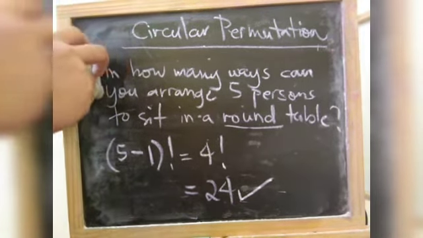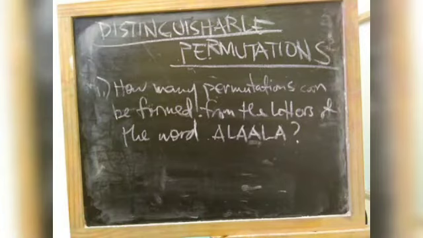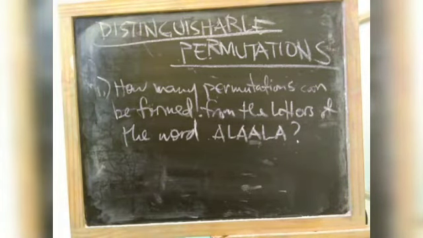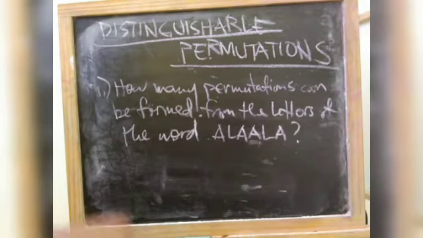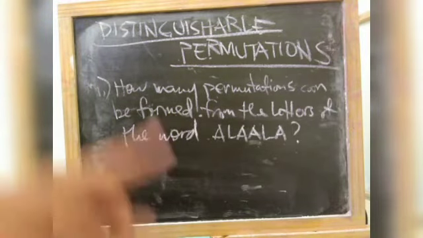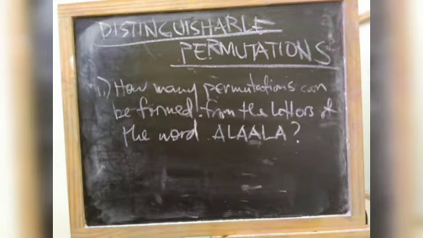Okay? This time, we shall have what we call distinguishable permutations. What is this called, distinguishable permutations? It is a bit of a tongue twister. It is a bit difficult to explain, so we will go directly to the example. Let's have example number 1 here. How many permutations can be formed from the letters of the word ALA-ALA?